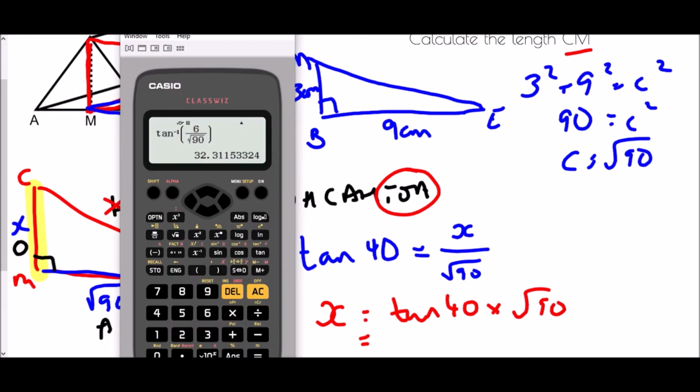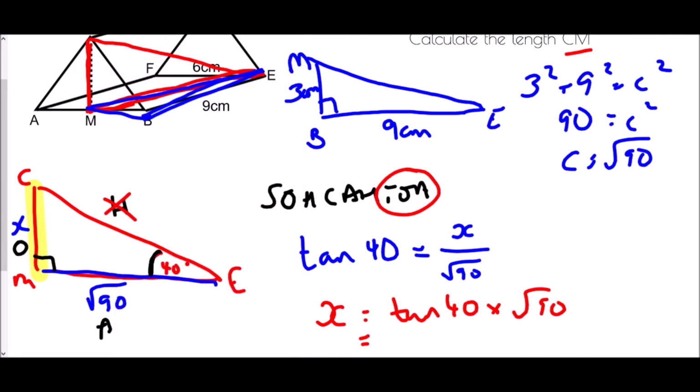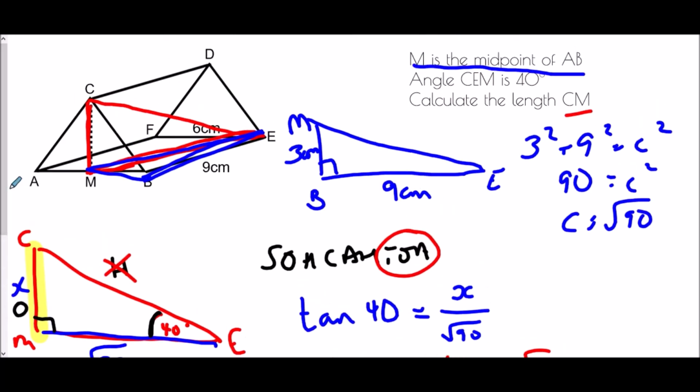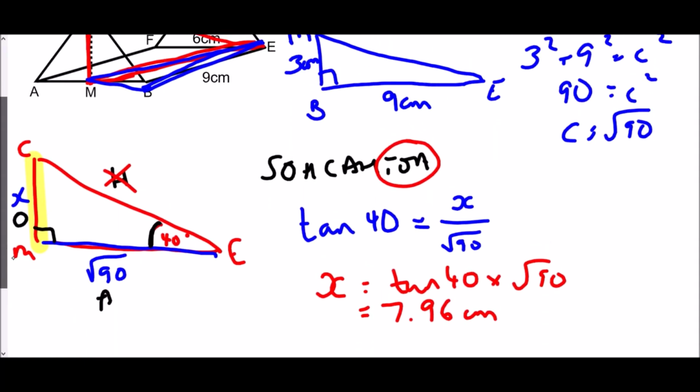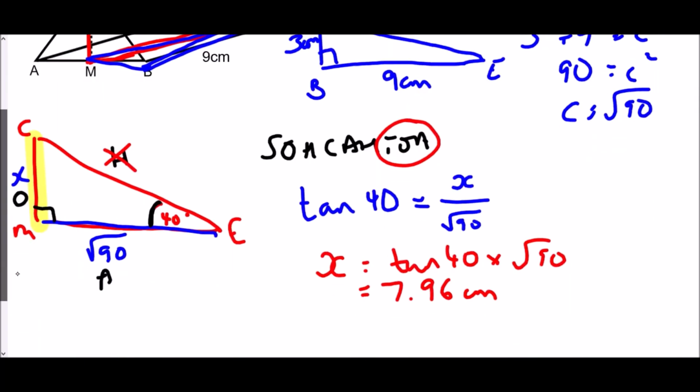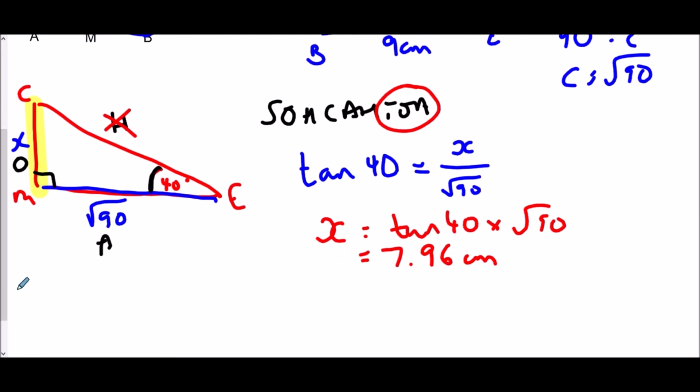So tan 40 multiplied by root 90 equals 7.96 centimetres. And let's just have a look at that. Does that seem sensible for the height of that shape? Well, it's got a 6 centimetre base, a 9 centimetre depth, 7.96, around 8 centimetres. Sounds very sensible indeed.